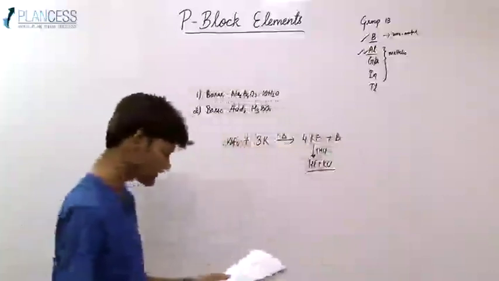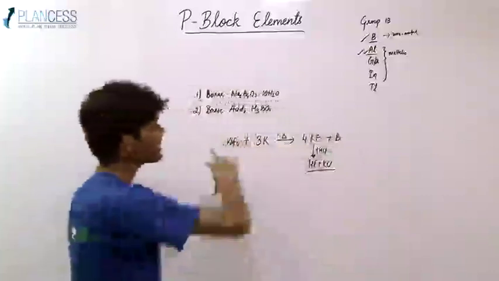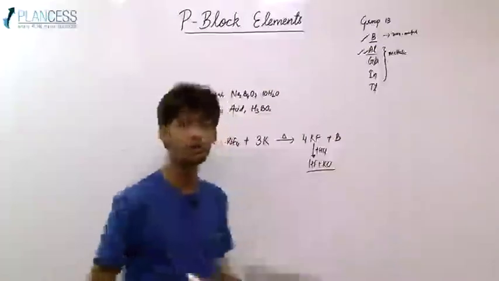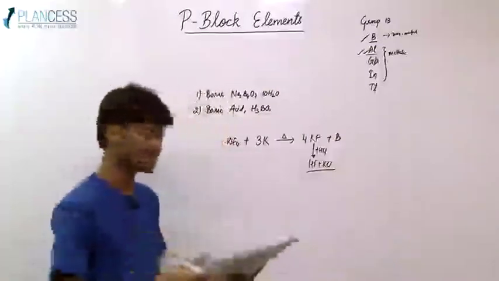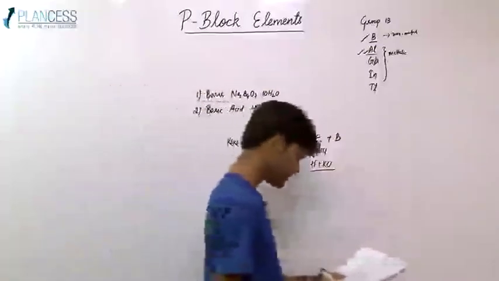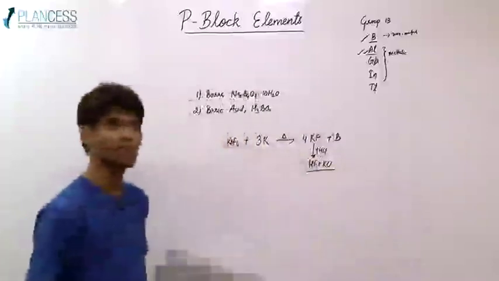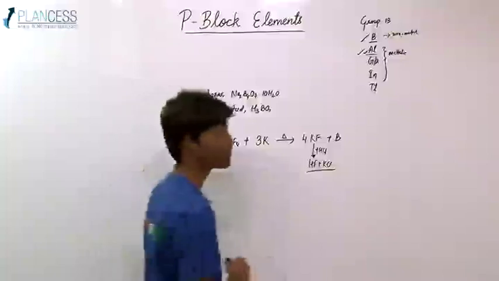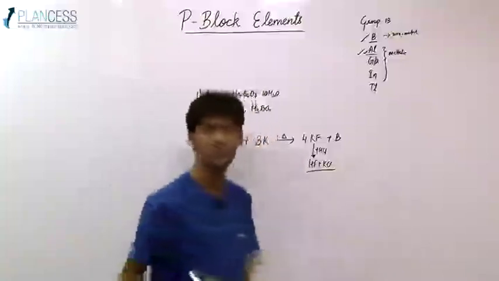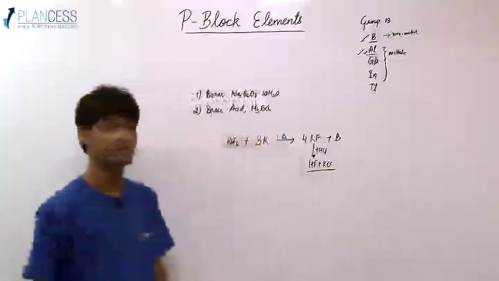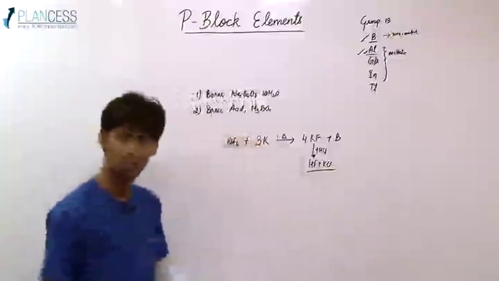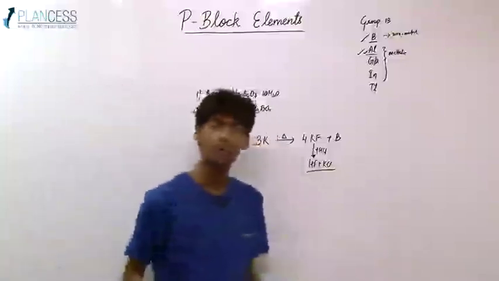Now we will study the properties. Boron has an unusually crystalline and very hard structure. As for its reaction with air, I have told you earlier that it reacts with nitrogen and forms inorganic benzene, that is BN, which is more reactive than benzene, and it also reacts with oxygen to form B2O3.